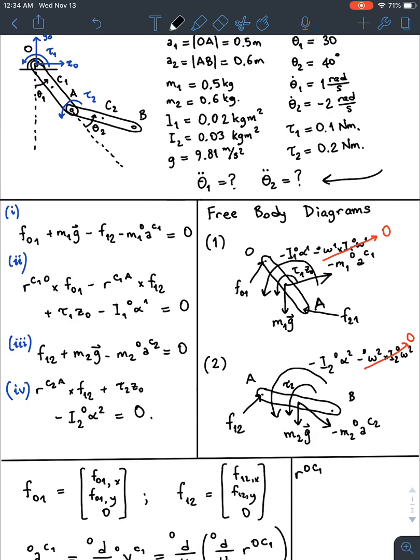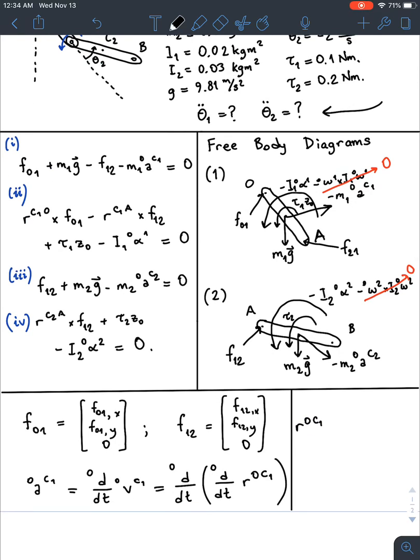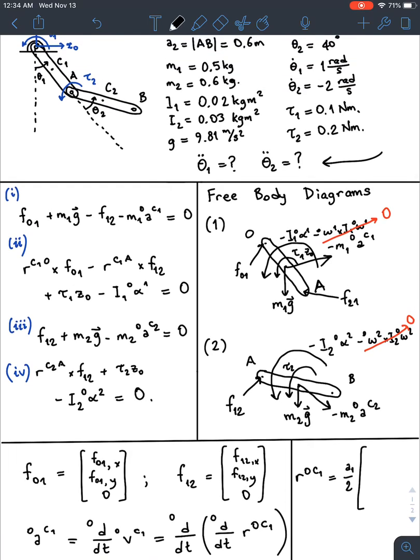Well, I'll leave that for you to convince yourself, or watch the other videos and find out that this vector is equal to A1 over 2 times sine of theta 1, minus cosine of theta 1, and 0 in the zeroth frame. This is a vector in the zeroth frame. Okay?